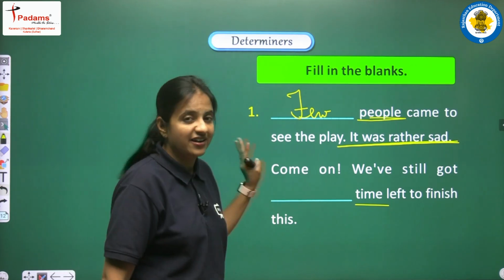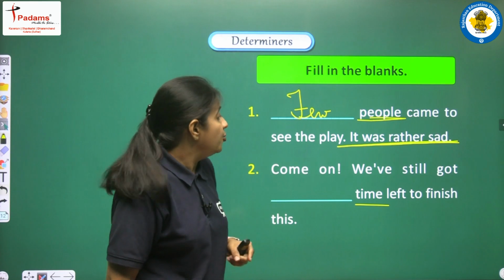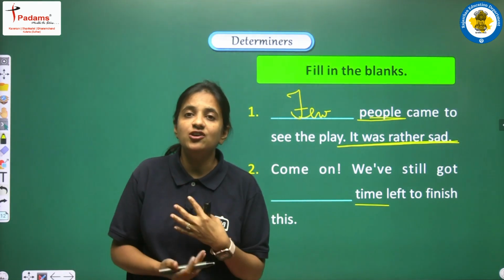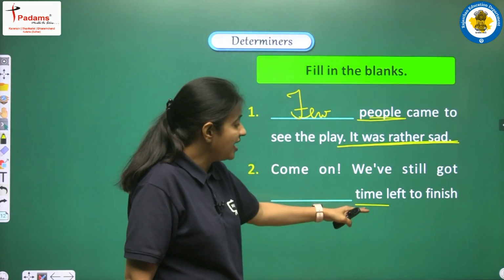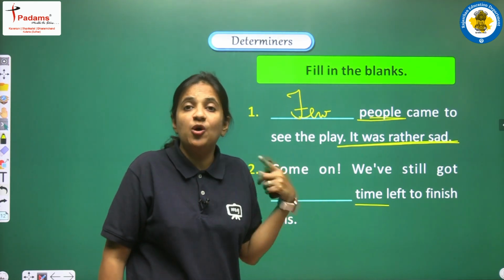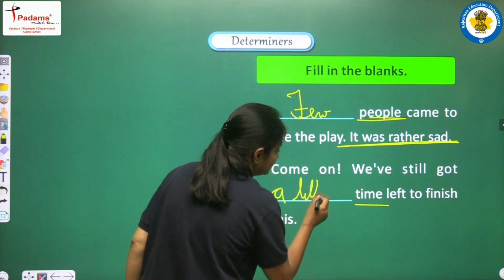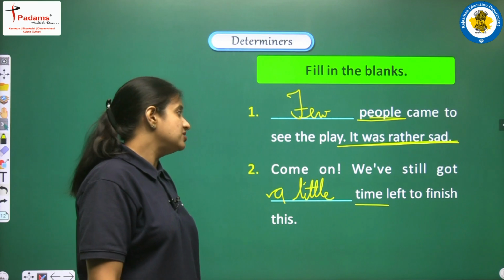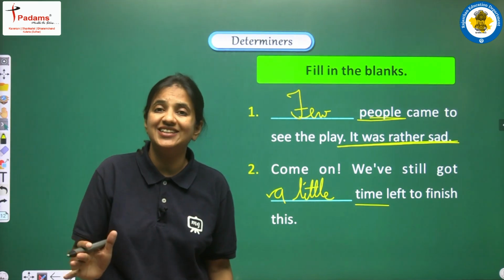For that, read very carefully one more time. Here we are saying come on, we have still got, right? So here we have a kind of positive sense in the meaning, and we are saying that we still have some time to finish this. Because we are trying to show positive meaning, we have to use a little. And the sentence will be: come on, we have still got a little time left to finish this.